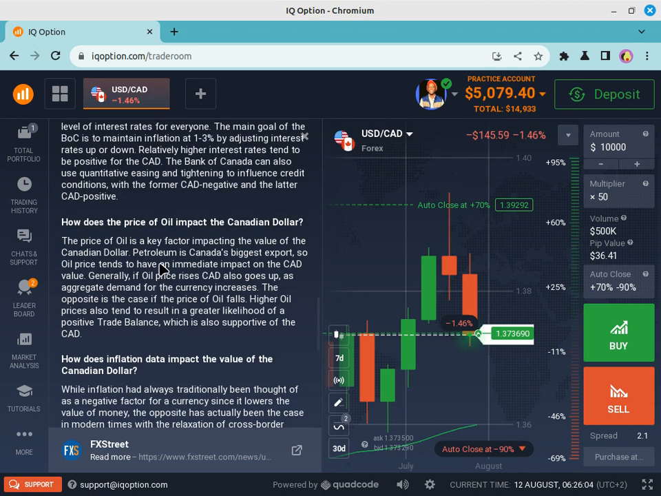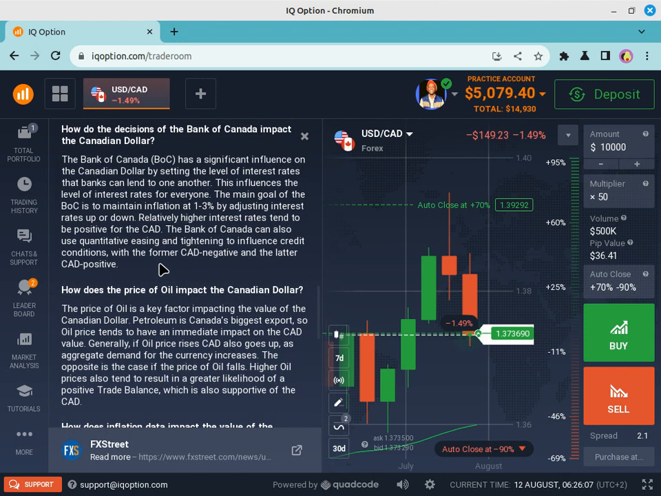So we're still breaking down the news on the Canadian and USD pair. So how does the price of oil impact the Canadian dollar? Now, the price of oil is a key factor impacting the value of the Canadian dollar. Petroleum is Canada's biggest export, so oil price tends to have an immediate impact on the CAD value. Generally, if oil prices rise, CAD also goes up, as aggregated demand for the currency increases. The opposite is the case if the price of oil falls.